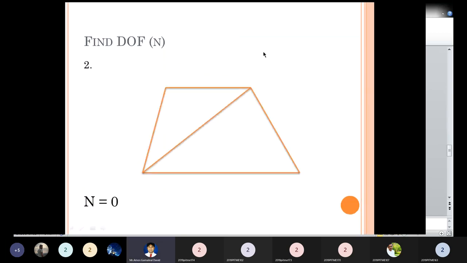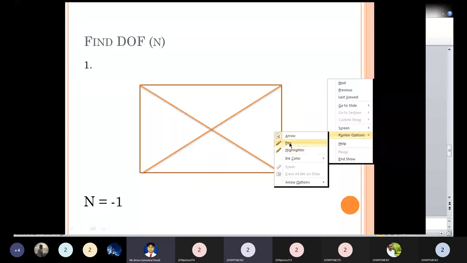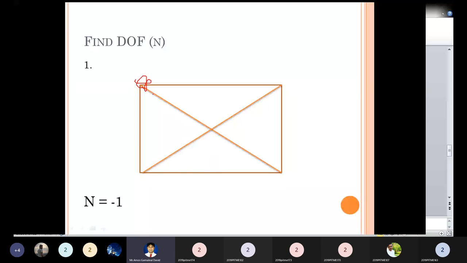Now, look at this sum. Can you tell me how many links are there and how many joints are there? How many links? 8 links. Okay, I'll just mark the joints. This is one joint. This is one joint. This is one joint. This is one joint. And this is one joint.